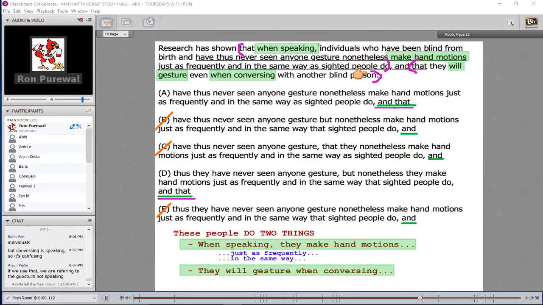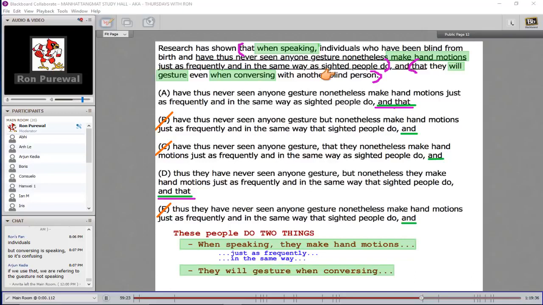So, like, they will gesture even when they talk to the other blind person, which is kind of surprising because the other blind person is not going to see their gestures, but it's so hardwired that they still do it. It's a pretty surprising fact. Okay.